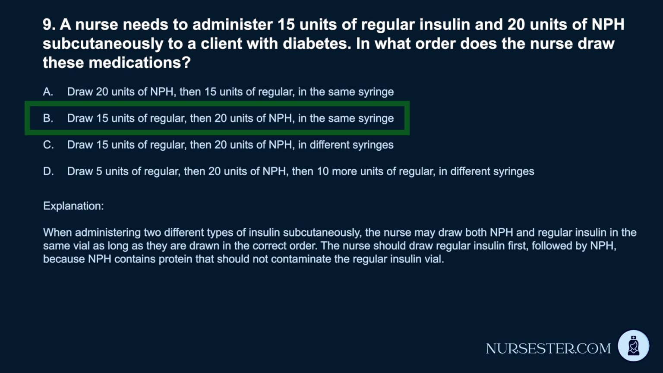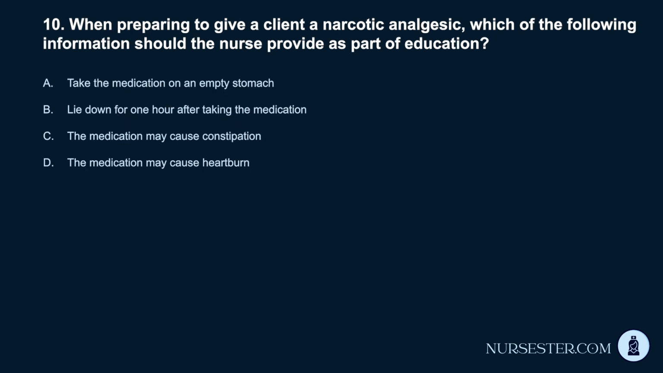insulin vial. 10. When preparing to give a client a narcotic analgesic, which of the following information should the nurse provide as part of education? A. Take the medication on an empty stomach. B. Lie down for 1 hour after taking the medication. C. The medication may cause constipation. D. The medication may cause heartburn. Correct answer: C. The medication may cause constipation.